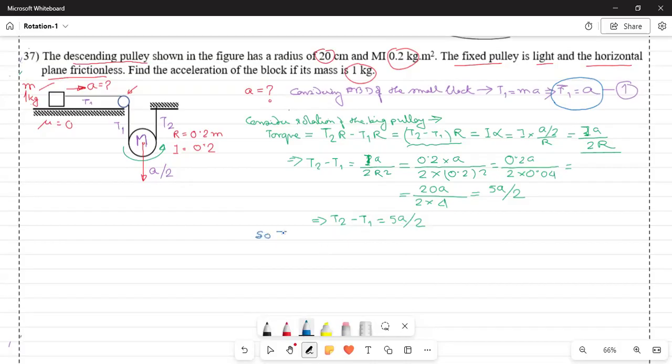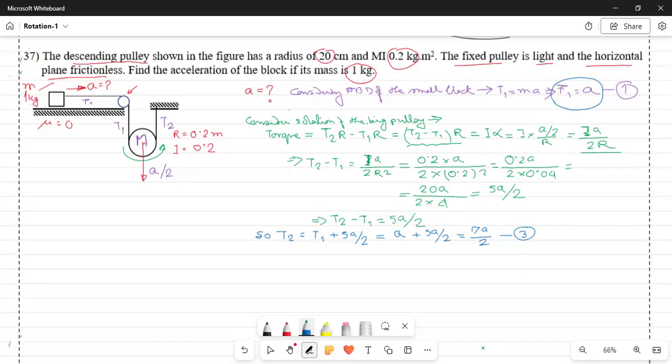So T2 is equal to T1 plus 5A by 2. The value of T1 we have already got, A plus 5A by 2. This is equal to 7A by 2. This is one relation. Let us call this relation 3.